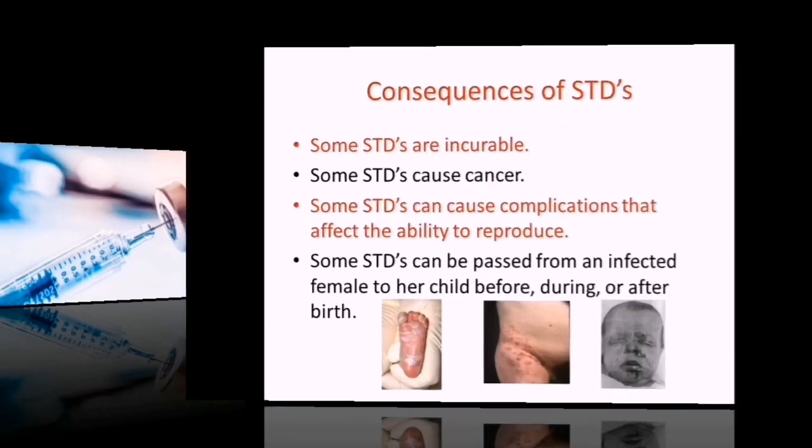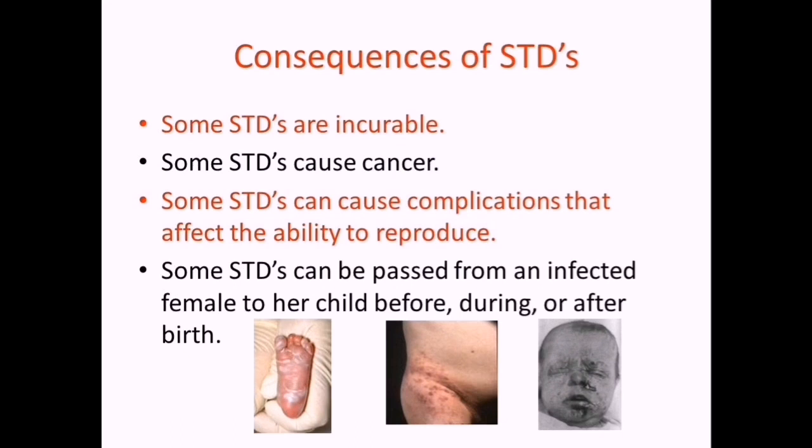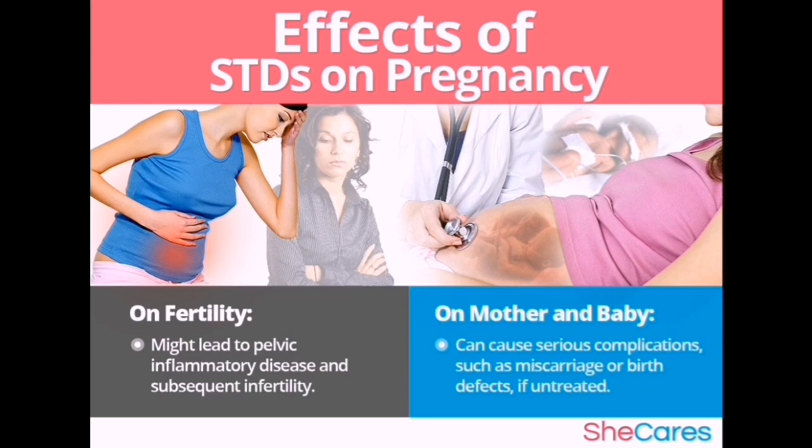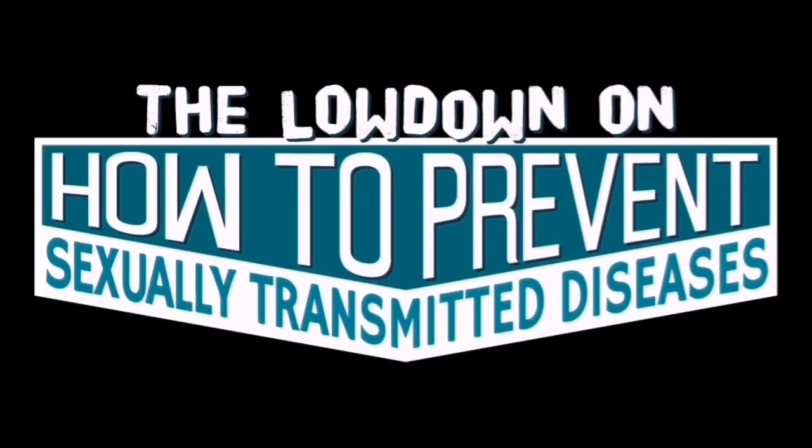Here are the consequences of STDs. Some are incurable, cause cancer, or cause complications that affect the ability to reproduce. STDs can be passed from an infected mother to her child before, during, or after giving birth. Also, STDs during pregnancy might lead to pelvic inflammatory disease and subsequent infertility in the mother, and can cause serious complications for the baby such as miscarriage or birth defects if untreated.